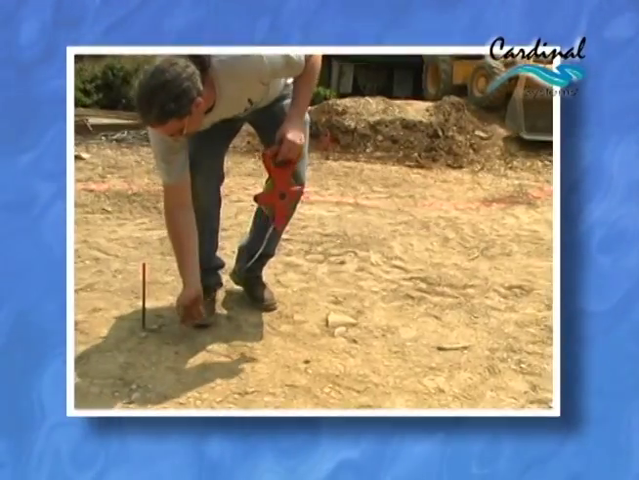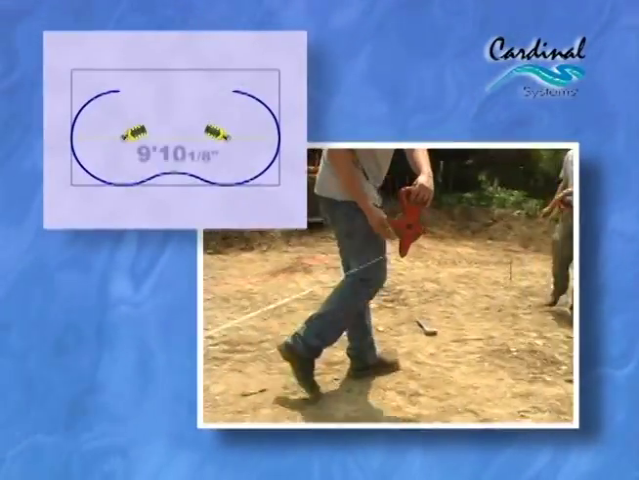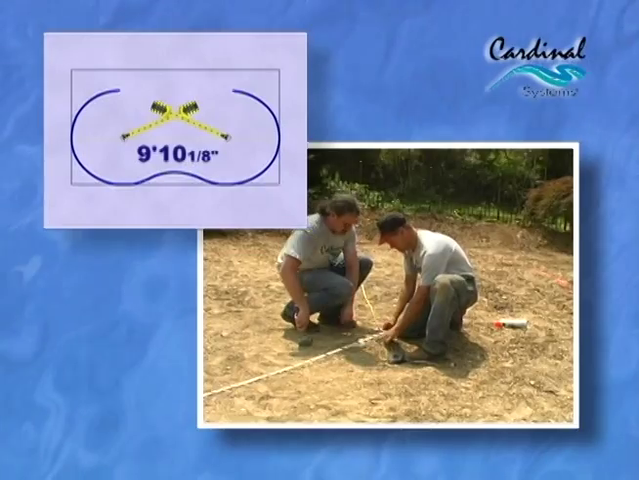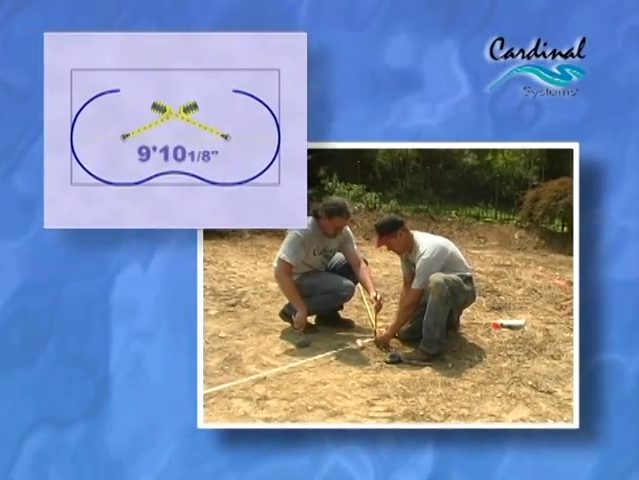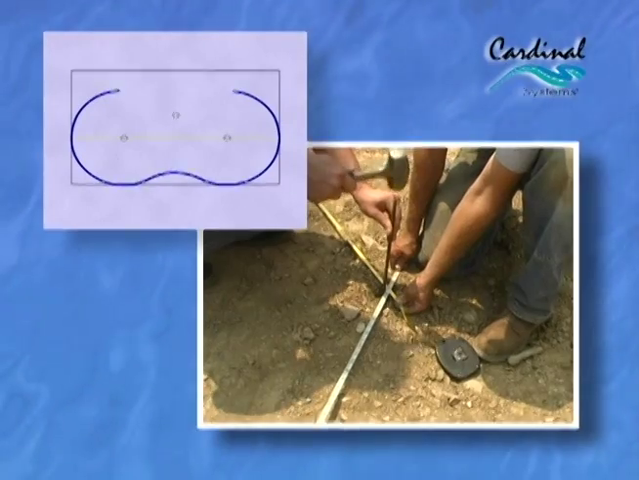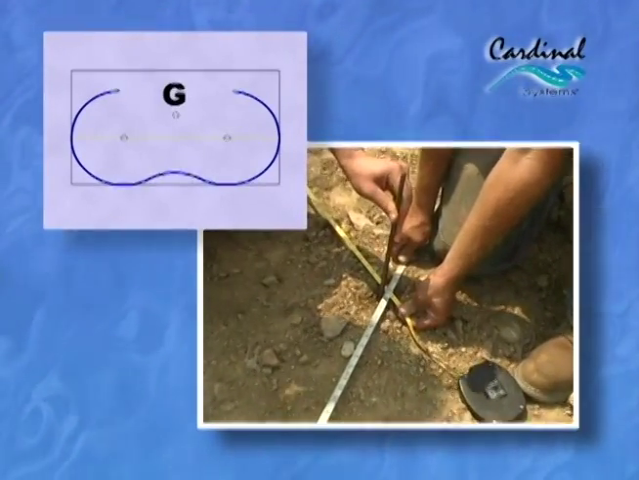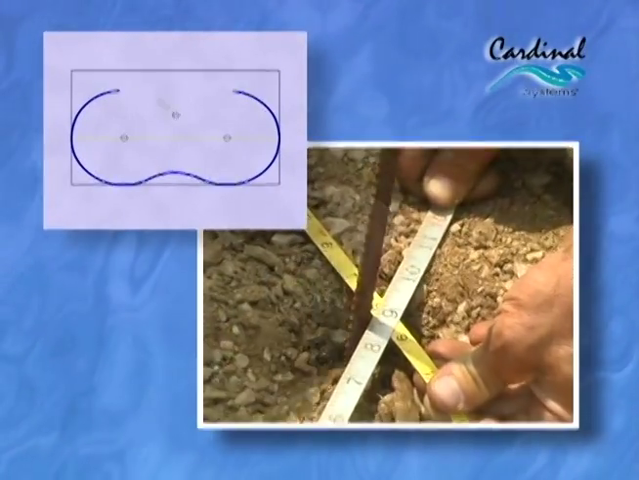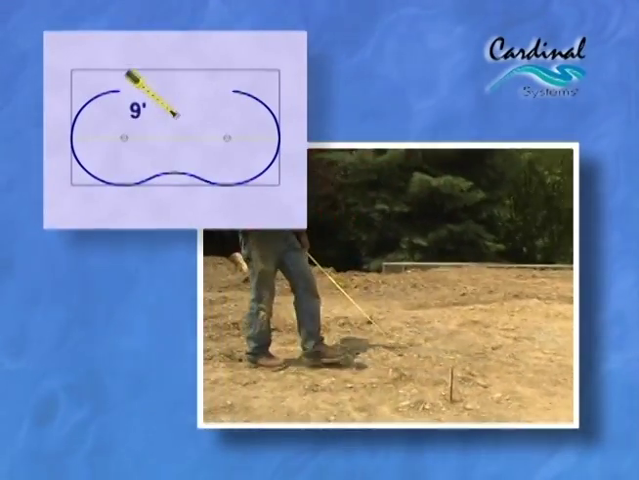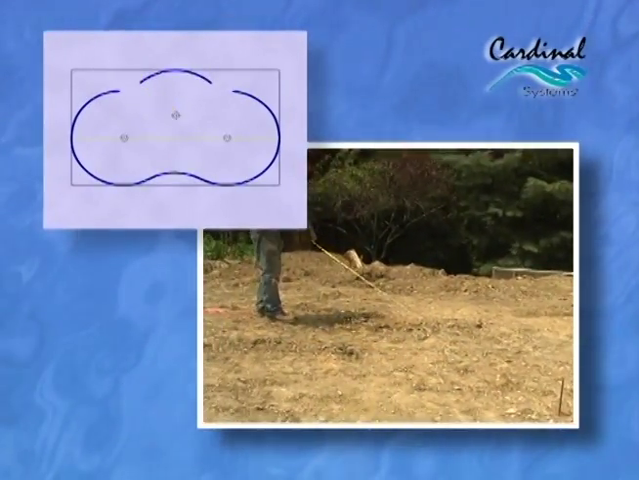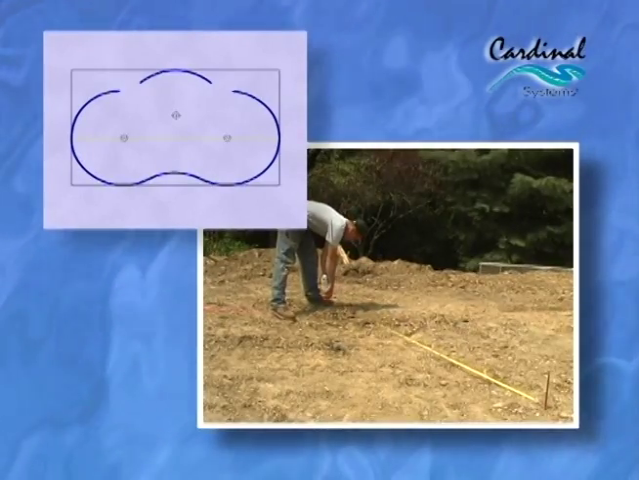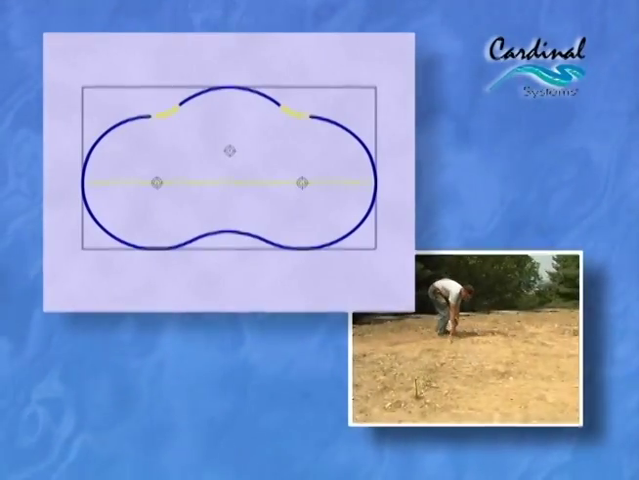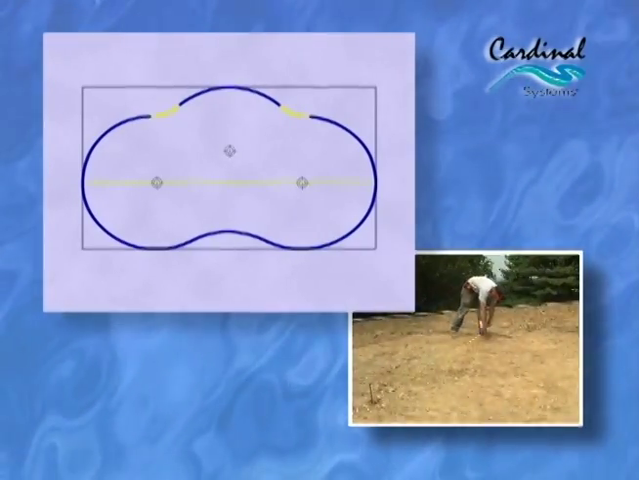Next, spray the fourth radius. To find the point from which to swing this final radius, measure 9 feet 10 1/8 inches from points E and F and bring the tapes to intersect. Sink another rebar at this point, point G. Then measure 9 feet from point G and spray the fourth arc. The last two 4-foot reverse radii in this installation are roughed in by hand.